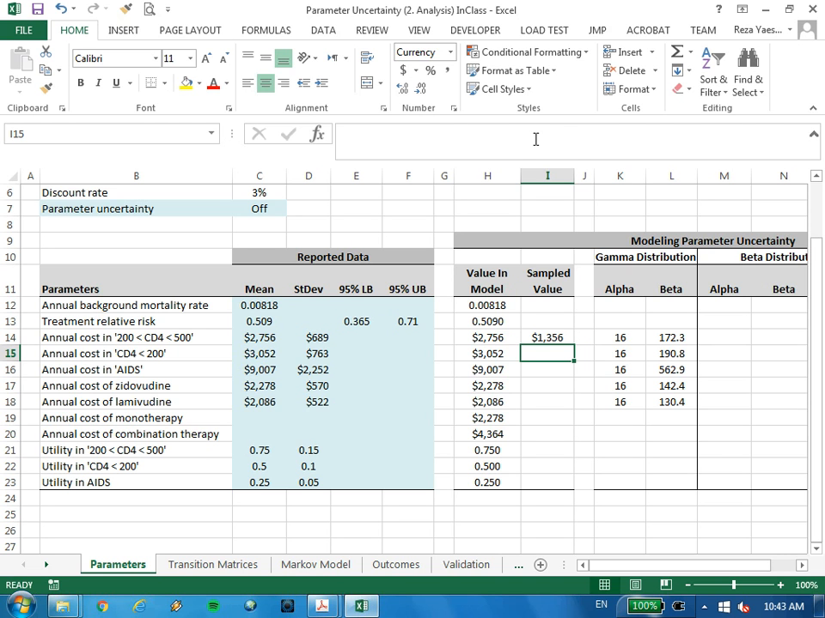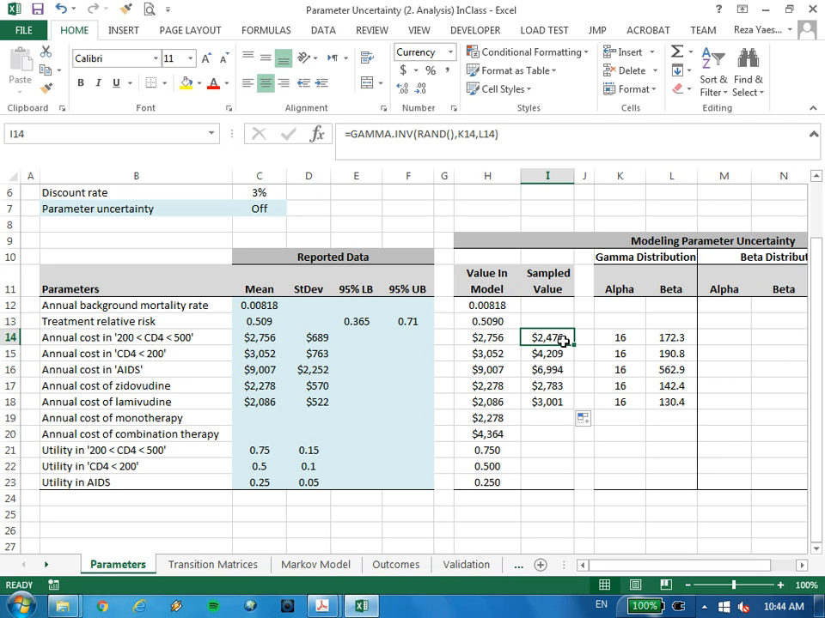Okay? Now, if the input uncertainty analysis is on, then I'm going to use these samples in the model. Right? So we can copy and paste it down. So again, if you refresh, every time I get a new sample for cost. Are you with me? Are there any questions? Okay. So that is cost.